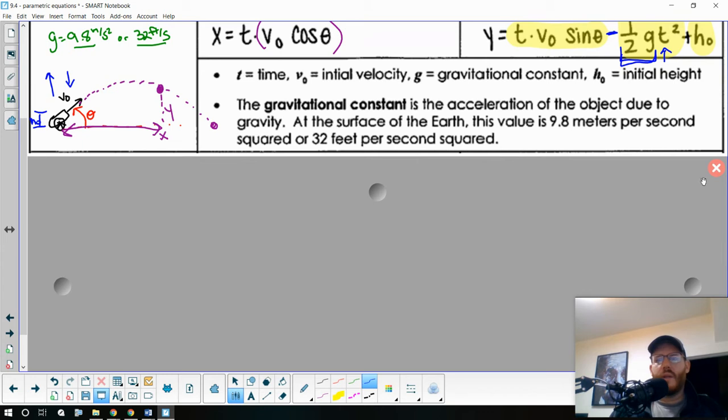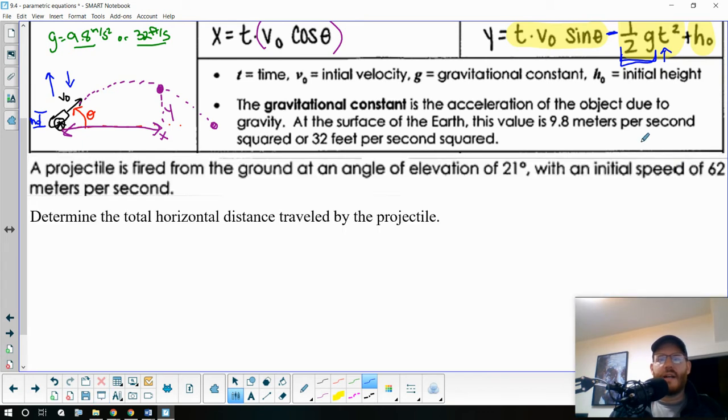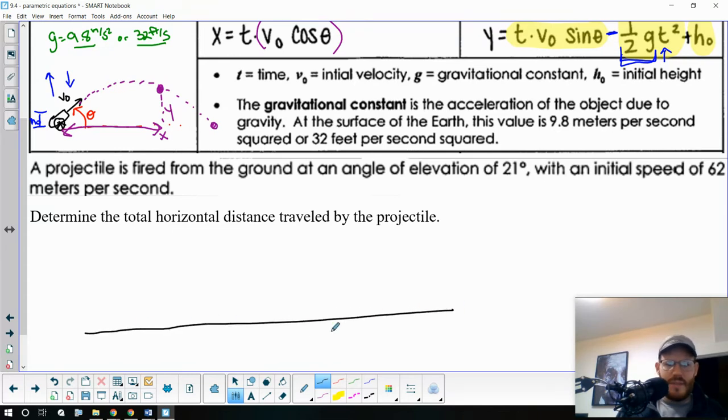The problem that I want to apply this concept to is: say I have a projectile fired from the ground at an angle of elevation of 21 degrees with an initial speed of 62 meters per second. I want to see how far this projectile will move overall. This is why I need some understanding of parametric equations. I want to know how far it's going to go horizontally. So let's understand first what it's saying. I'm going to let this line be the ground.